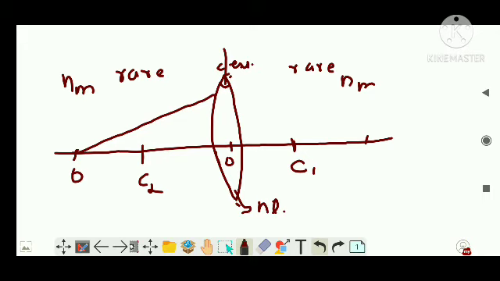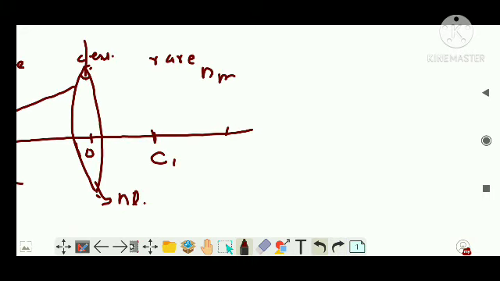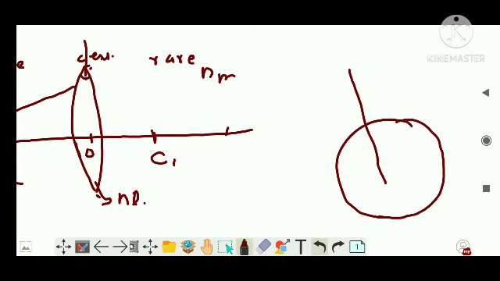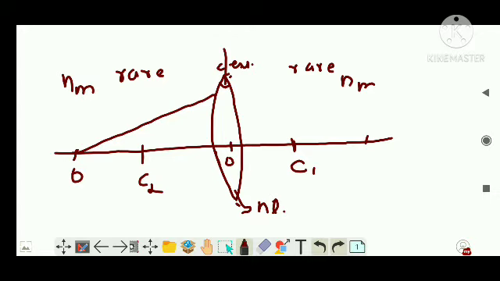Now, see, for any spherical surface like this, the normal is something which passes through the center. All the normals. If I draw a normal here, it will pass through the center. And if it is drawn like this, all the normals will pass through the center. Keep that in mind.